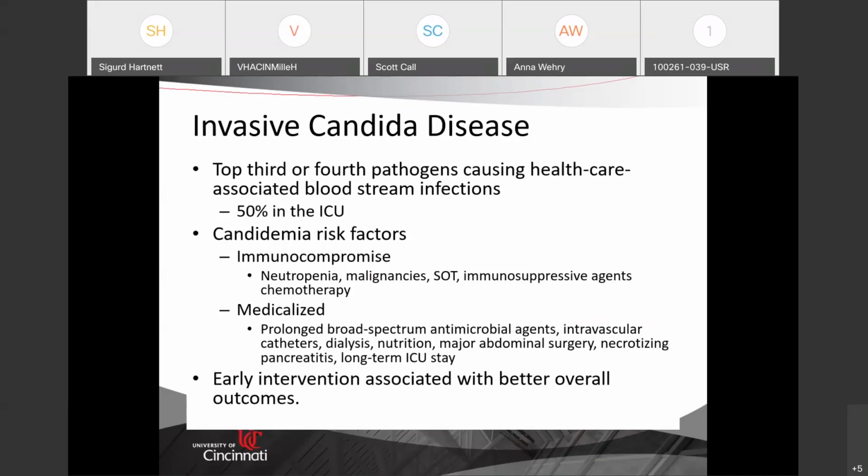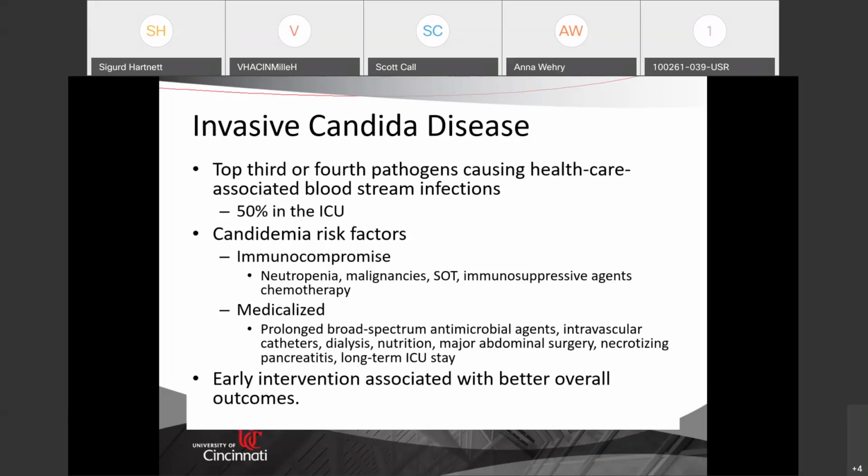Risk factors include if we've immunocompromised them in some way. Are they neutropenic? Do they have a malignancy? Are they on any sort of immunosuppressive agents for their cancer or for their solid organ transplant? And then, did we medicalize them? Are they on prolonged antimicrobial antibiotics? Have they had multiple lines? Are they on dialysis, both peritoneal dialysis as well as intermittent hemodialysis? Do they have any major abdominal surgeries, things like necrotic pancreatitis, things that upset the stomach and the gut, and then long-term ICU stays? Those are all risk factors, and those are all patients you need to think about if you have a patient that's not getting better on broad-spectrum antibiotics.